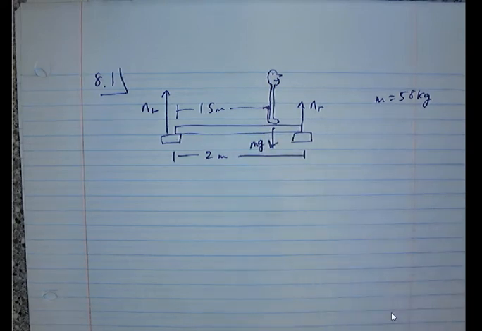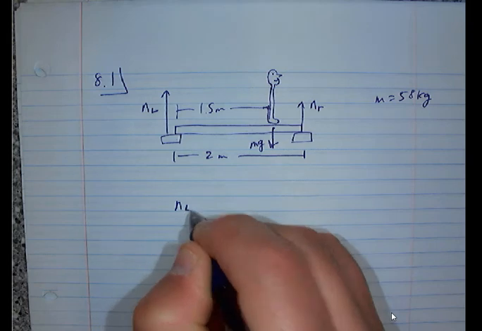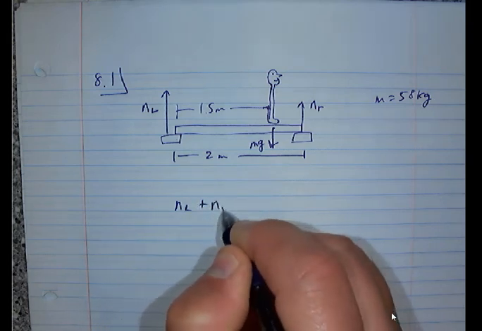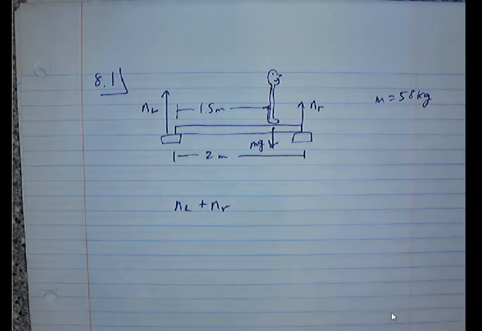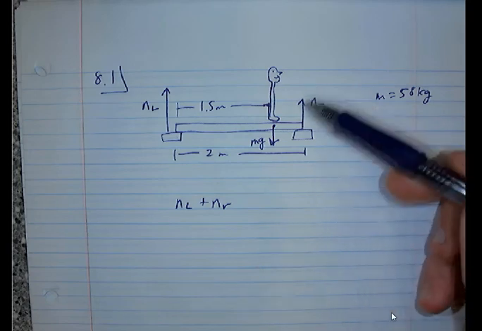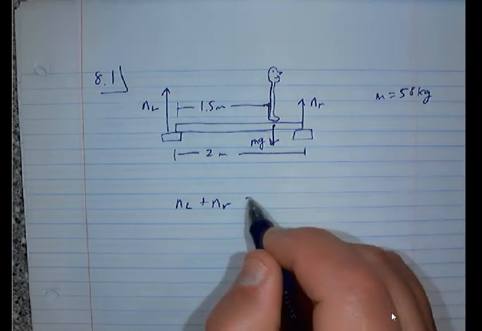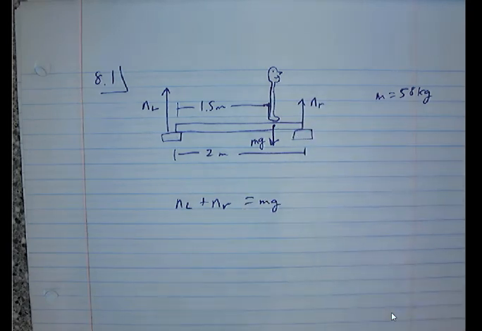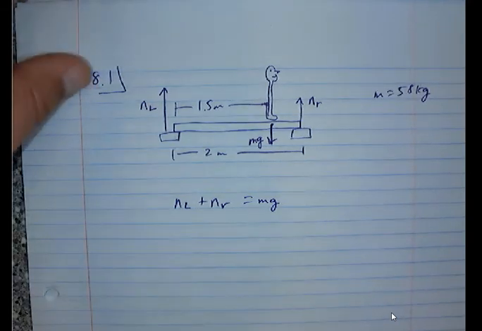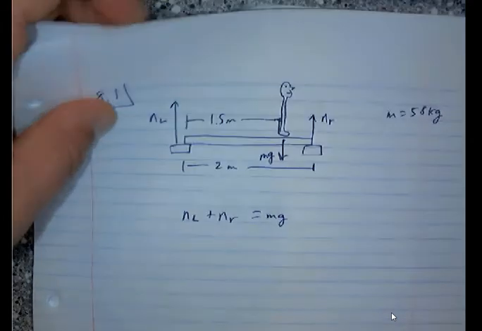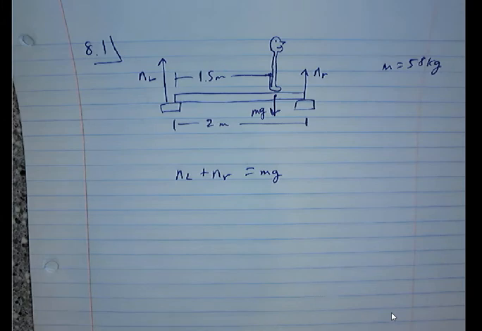Now, if we're just going to do this problem with forces, right, the forces have to be balanced. Whatever forces are up, normal left plus normal right, those are both upward. They have to be equal to the force on the board from the person, which is equal to mg. Perfectly good. The only problem is I've got 2 unknowns in one equation and I can't solve that. So I can't just do this problem with forces. I can do it with torques though.